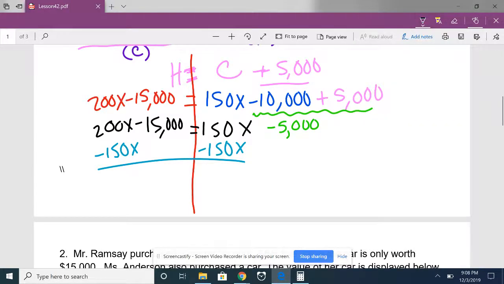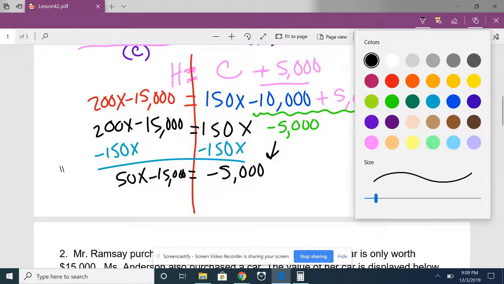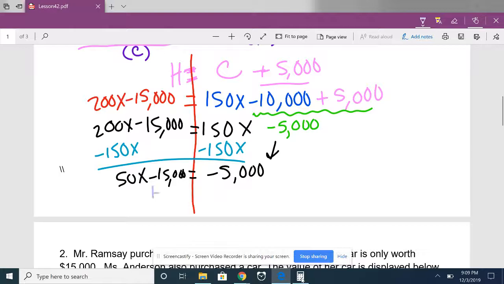And you get 50x minus 15,000 equals, bring down the negative 5,000. Yeah, it's negative. Yep. All right. Now, what do I have to do? I have to try to do this in a different color. Let's do it in this nice shade of purple. Plus 15,000 to both sides.